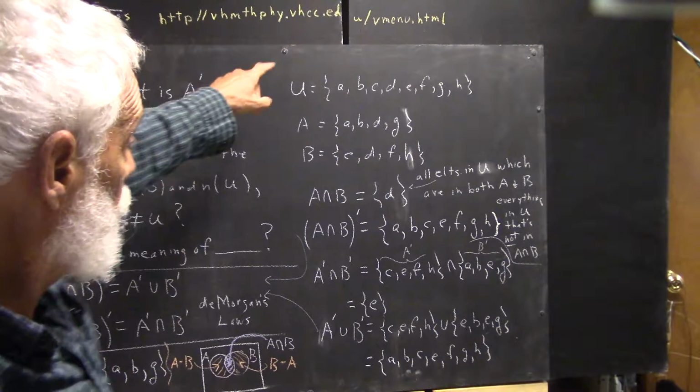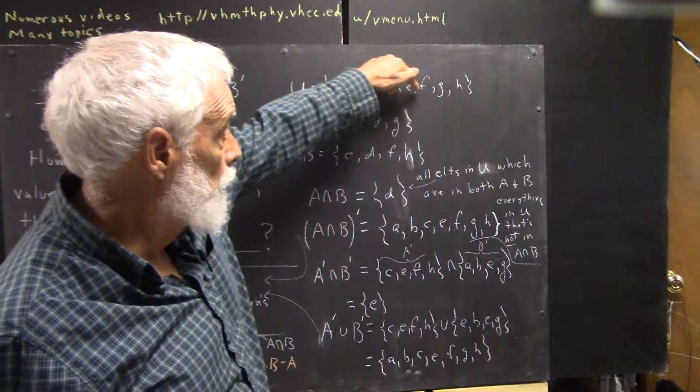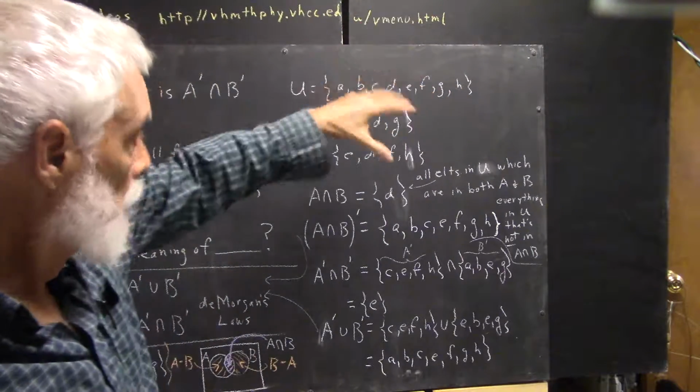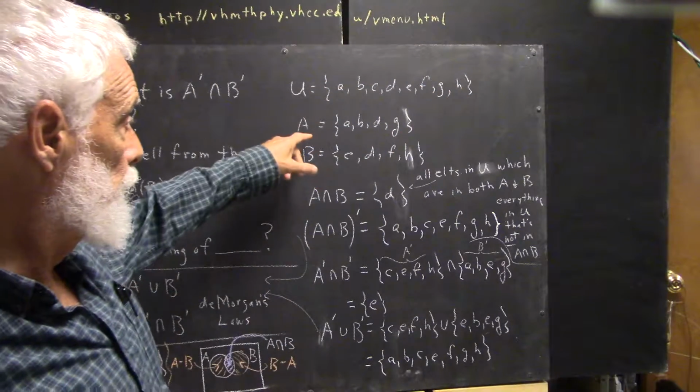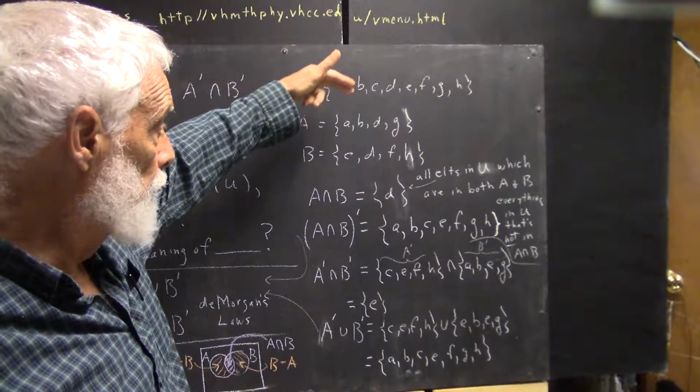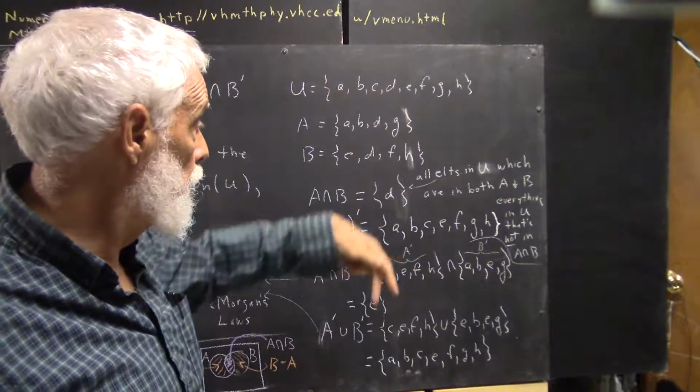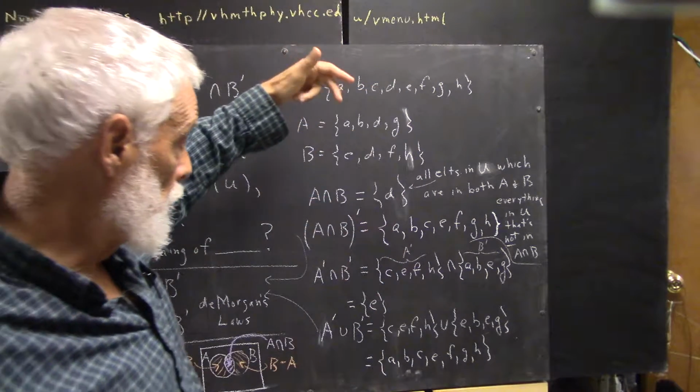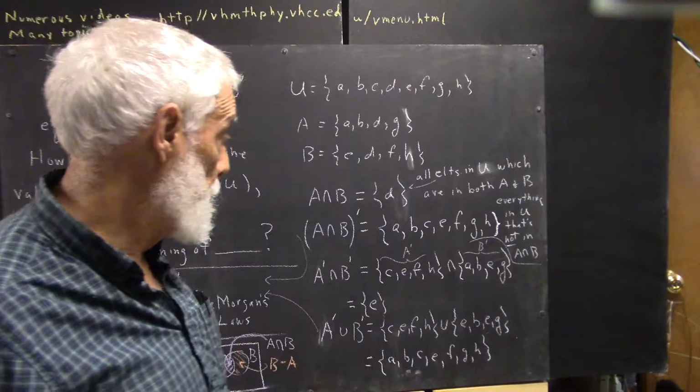Okay, we're given a universal set U with elements A, B, C, D, E, F, G, H, those letters. Given the set A, whose elements are the letters A, B, D, and G. Set B, whose elements are the letters C, D, F, and H.